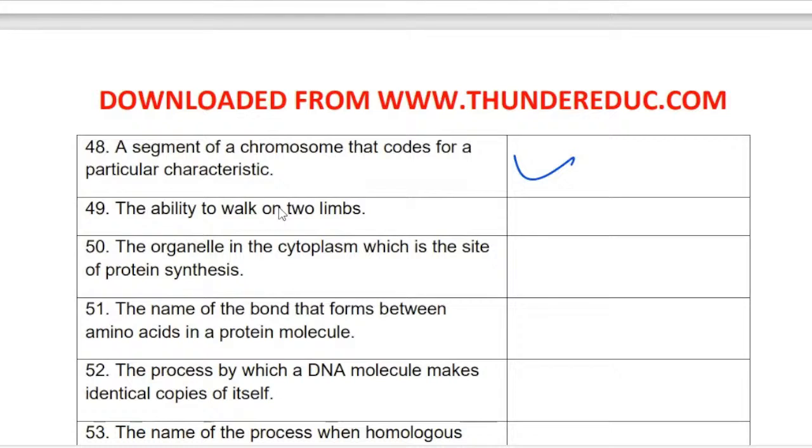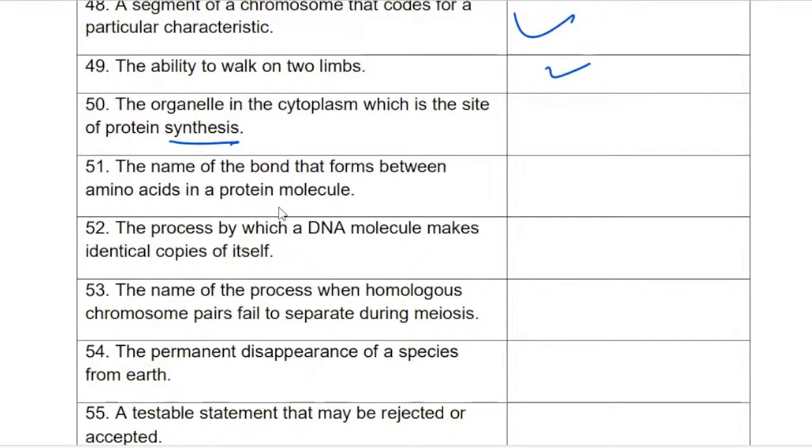We talked about it. Ability to walk on 2 limbs, we call it bipedalism. The organelle in the cytoplasm which is a site for protein synthesis is a ribosome. The name of the bond formed between 2 amino acids, I explained this, is peptide bond. Then the process by which a DNA molecule makes an identical copy of itself is DNA replication.